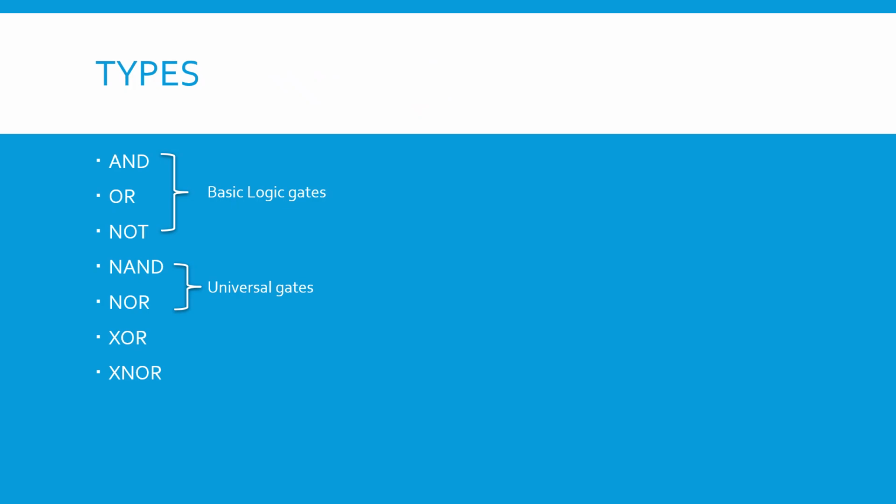There are a total of 7 basic logic gates, out of which AND, OR, and NOT are called basic logic gates. NAND and NOR are called universal gates. They are called universal because any basic gate can be derived using these logic gates. And XOR and XNOR are derived from the basic logic gates. Let's look at these one by one.